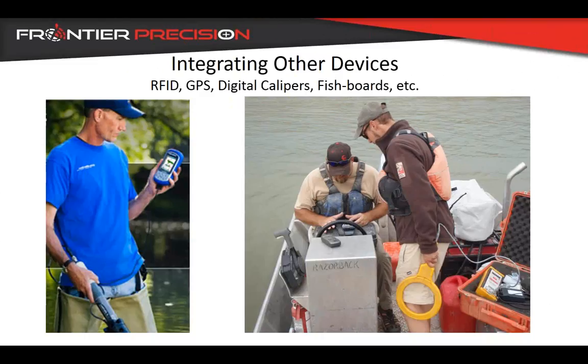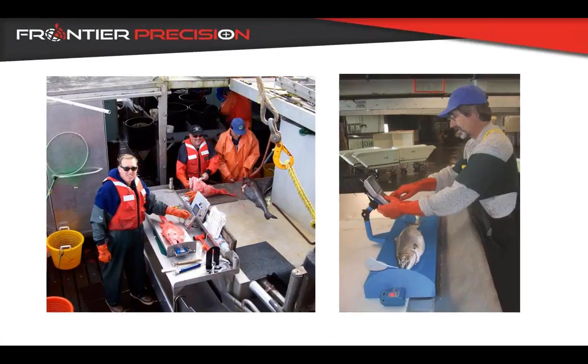Other tools that we have in DataPlus to help speed field data collection is the ability to integrate and read data from external devices and sensors, such as radio frequency ID tags, global positioning systems, digital calipers, fish boards, and any other things that you can think of. Some nice pictures here kind of showing an electronic fish board tied to an Allegro, in this case an older Allegro CX, that's pulling data off of these fish boards.